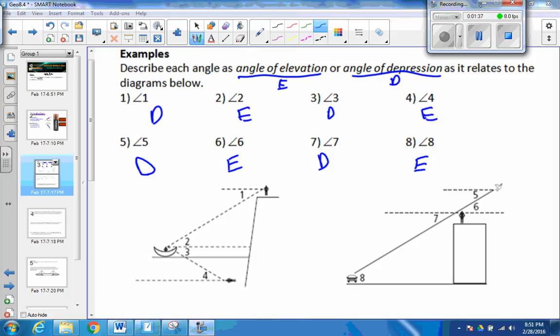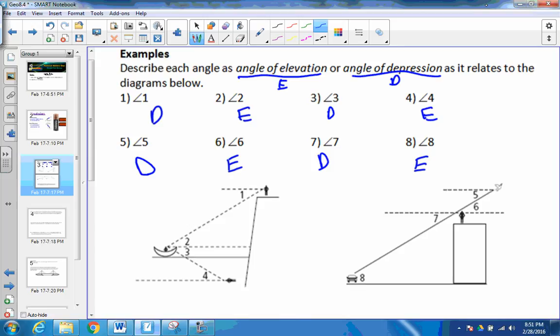All right, so taking a look at these, I just labeled them as D or E for depression or elevation, and it looks like there's a pattern. So I'm looking at number one. This is the person, the vantage point. So if the horizontal line would be him looking straight across, angle one would be an angle of depression because it's below that horizontal line. Now number two and three are from this vantage point right here. Two is elevation because it's above, and three would be depression because it's below the horizontal line.